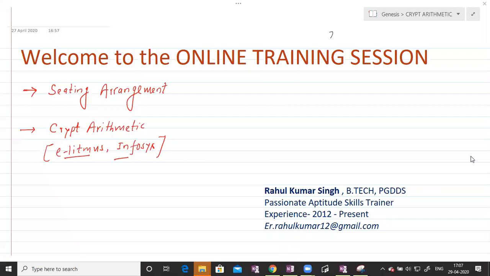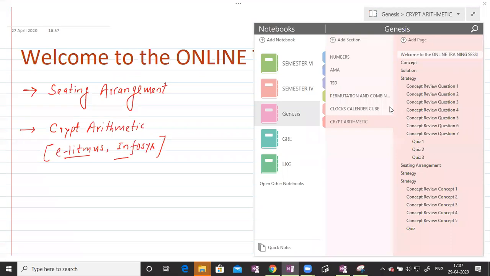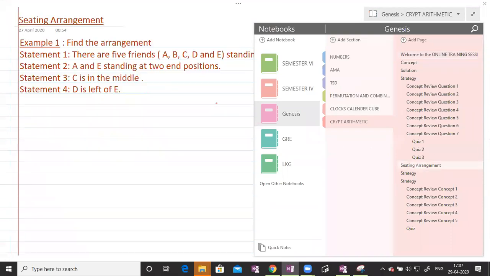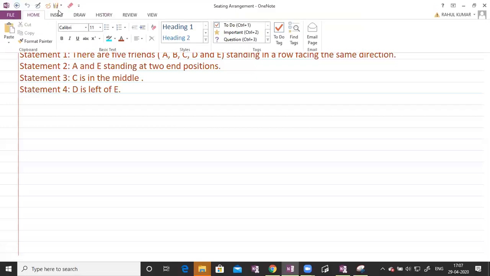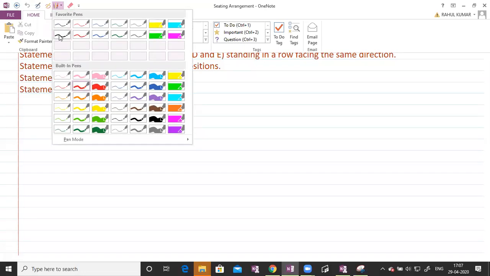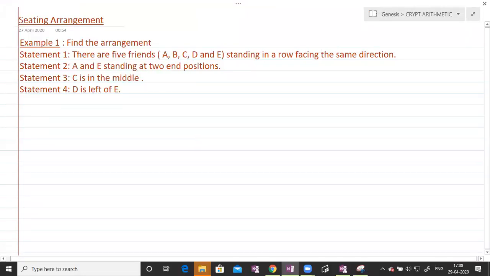Let's start with the data arrangement. We'll go for data arrangement first, and there is one typical and very trivial example to make you understand how the data arrangement strategy works. Can you read the question and try to arrange the number of people there? I will be waiting for your reply for 1 minute. Please try to arrange this data.